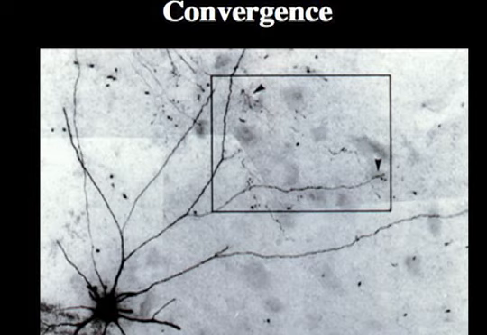Convergence is the concept of many axonal or neurological pathways converging down into a smaller number of pathways, usually down to a single pathway. This black-stained neuron, with its cell body here and its dendritic processes here, is a lower motor neuron. It lives in the spinal cord. We'll meet it in a lot more detail in the next lecture.